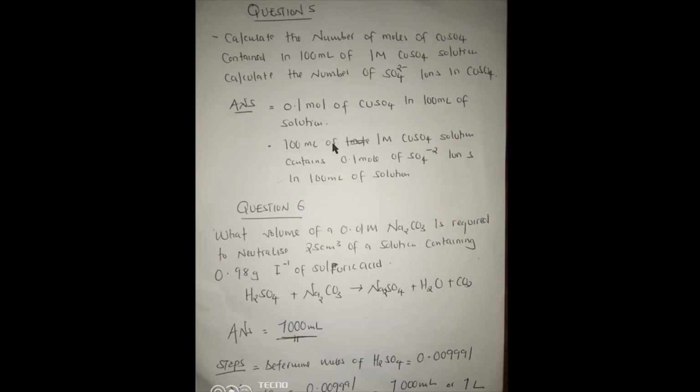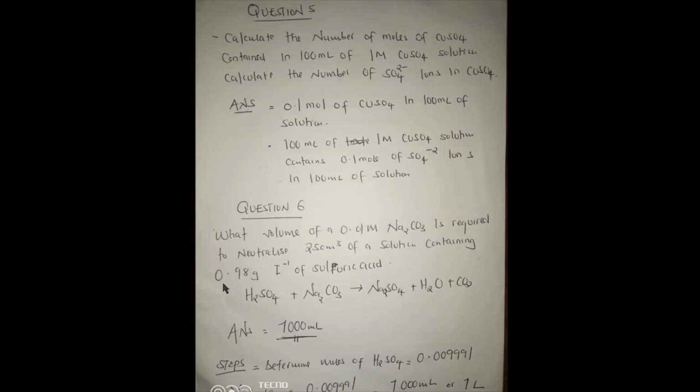And 100 ml of 1 molar copper sulfate solution contains 0.1 moles of sulfate ions in 100 ml of solution. Why is it the same? The number of moles for copper sulfate and that of sulfate ions are the same, because when you dissociate this, the copper ions and the sulfate ions are going to be 1 to 1.